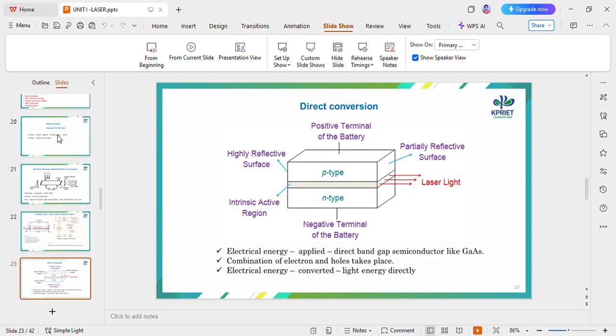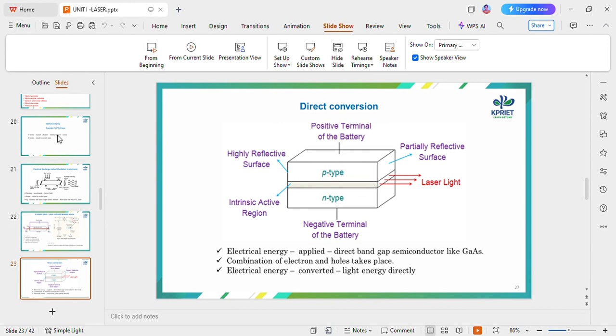What is direct conversion? Usually direct conversion is used in semiconductor lasers. In a semiconductor laser, as we know, we have a p-type and an n-type material, and there is a junction between the p-type and n-type material. We use a battery to move the electrons from the n-type to the p-type.